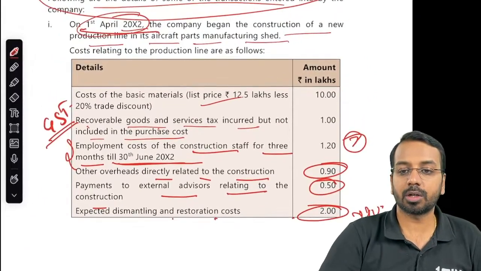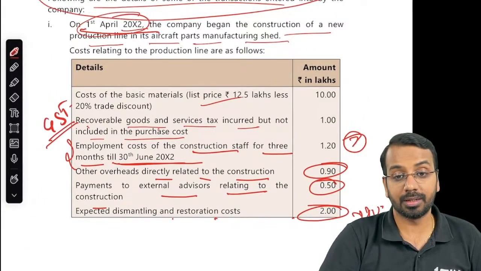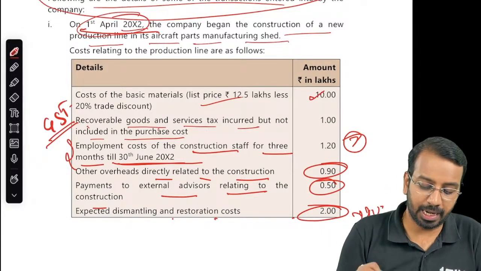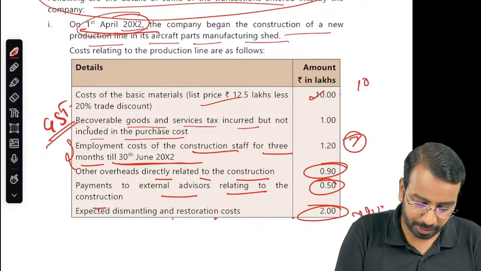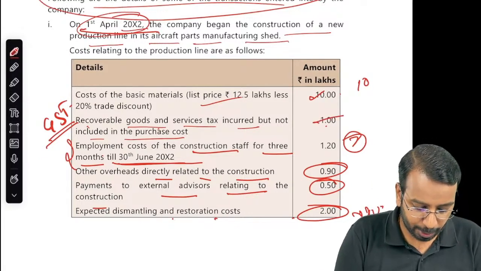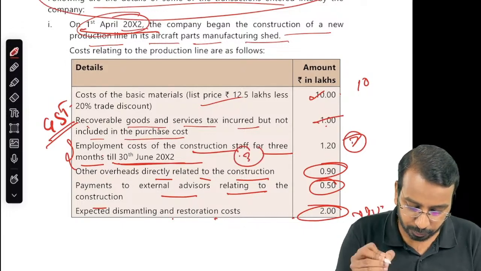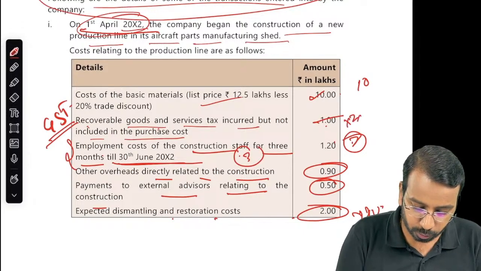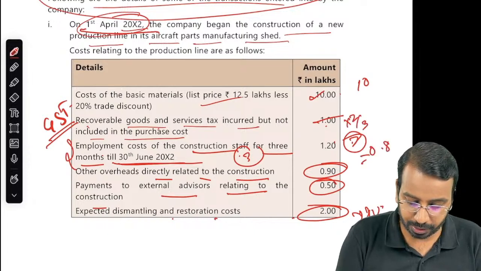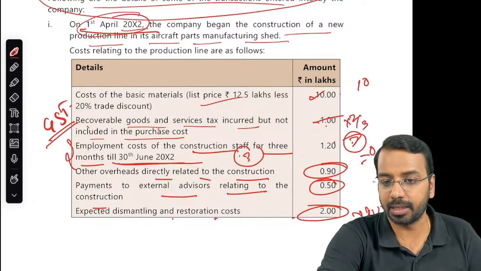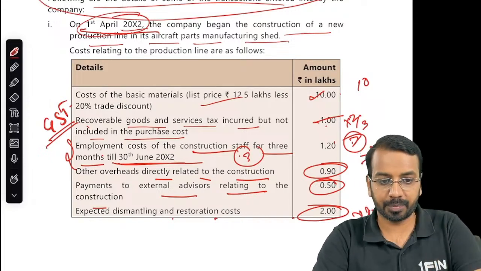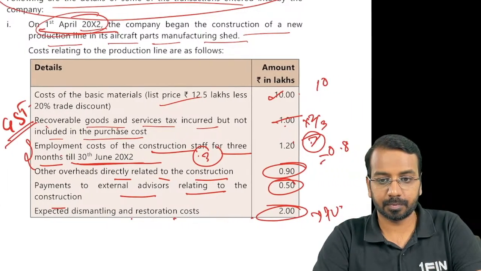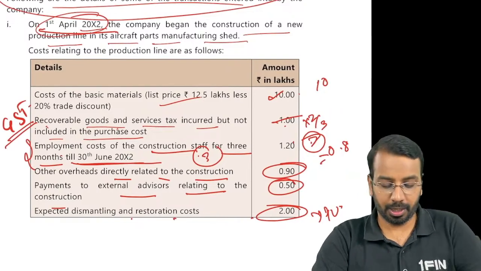Now, when we calculate cost of production line, what all do we consider? We will consider purchase cost, so 10 lakhs. You can take your calculator alongside, 10 lakhs. GST we will not consider. Employment cost, this is for 3 months, we have to take for 2 months. So 1.2 into 2 divided by 3, this is 0.8. I hope the writing is clear. Oh, I am hiding the writing, just a second. This is better. So 0.8.